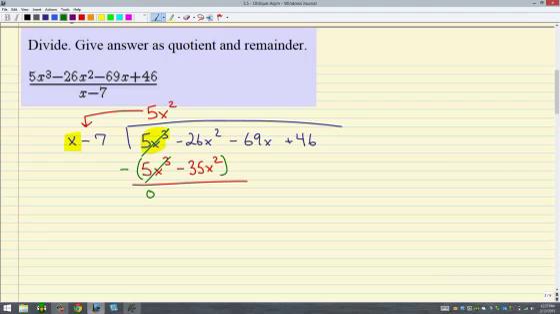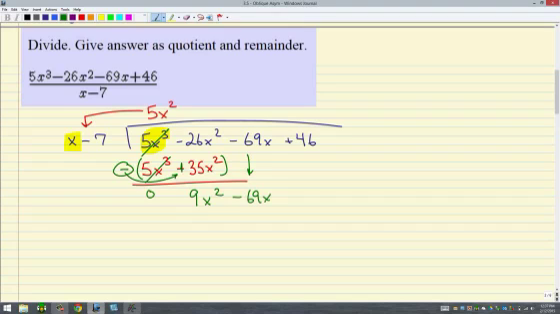But here's where things get tricky. A lot of students will look at the negative 26 and the negative 35, and they'll say, oh, that's negative 61x squared. But remember, you're subtracting these two quantities: 5x to the third minus 5x to the third. So you have to say negative 26x squared minus negative 35x squared, which makes this not a minus 35, but actually a plus 35. So now when you put these together, you'll get positive 9x squared. And then bring down the negative 69x.